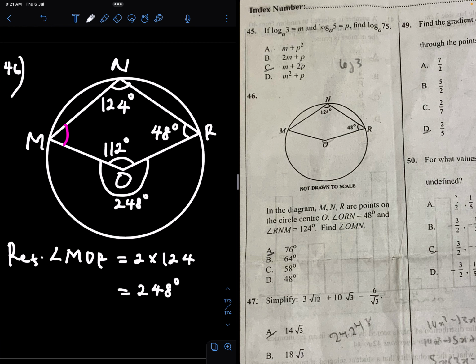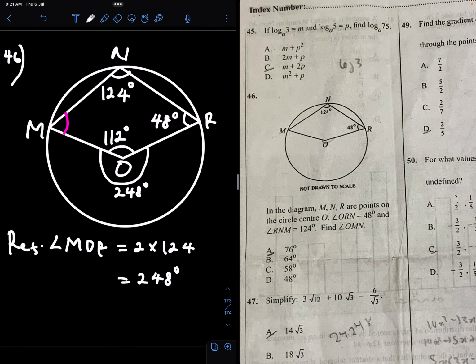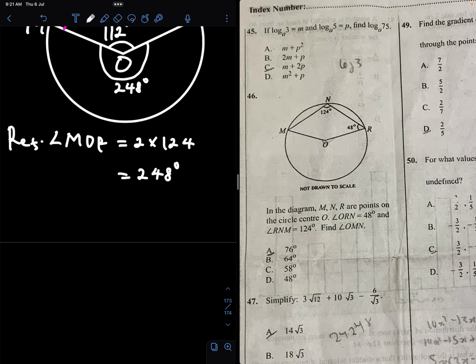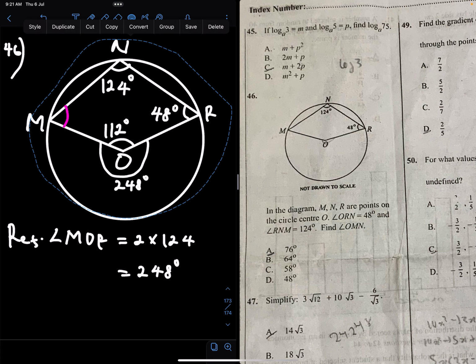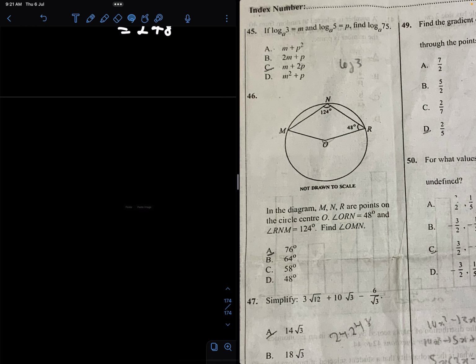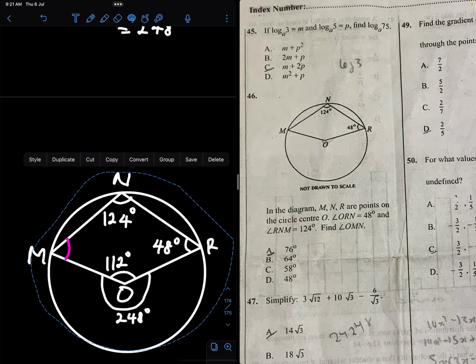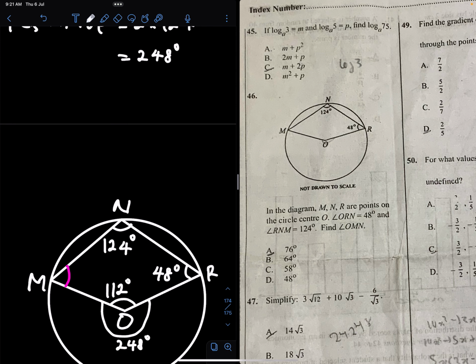And what does that mean? That simply means angle OMN. Therefore, maybe I can bring the diagram down so that we can see what we are doing. That simply means angle OMN plus, I can say that this is a quadrilateral, not an equilateral.